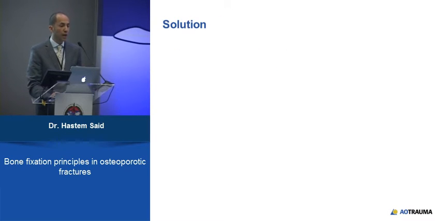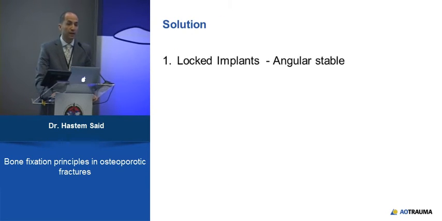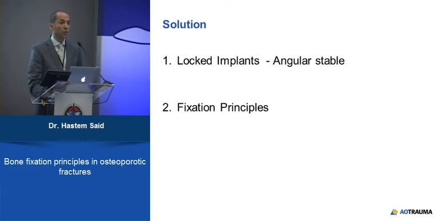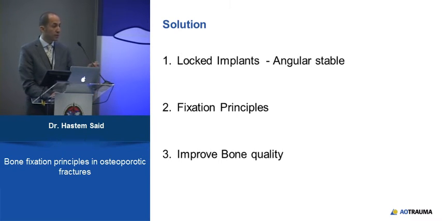So what's the solution? How can we try to improve that? Locked implants with angular stability are the main advancement to deal with these fractures. But we also have to apply the correct fixation principles, and we should try to minimize further bone loss as soon as possible. As you'll probably hear in the next talks, as soon as you can, you should start using anti-resorptive drugs if the patient is not already on them.